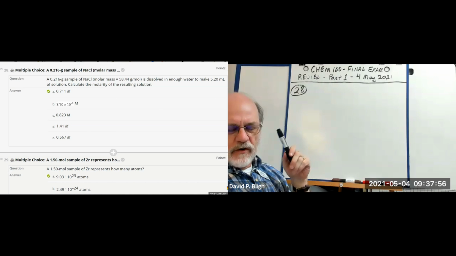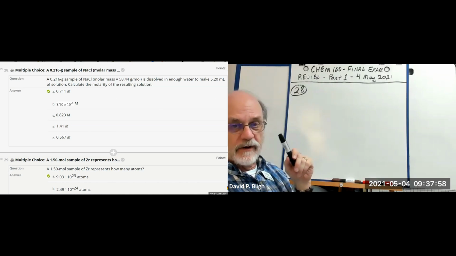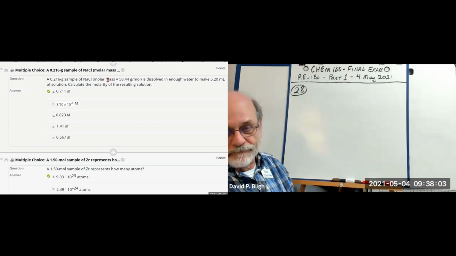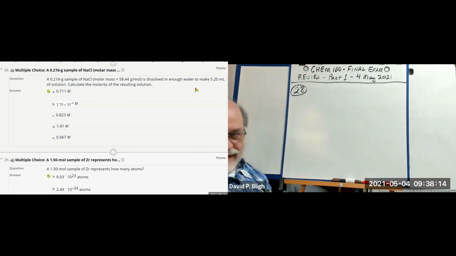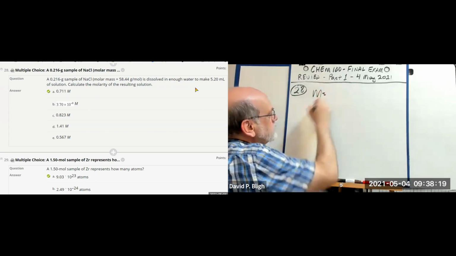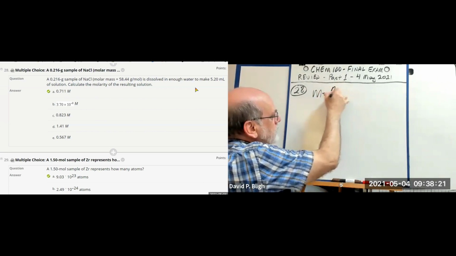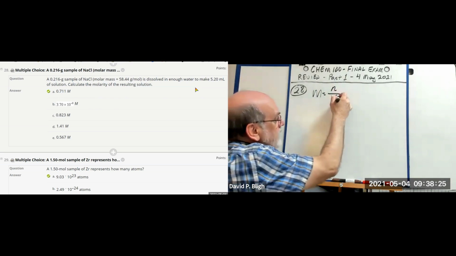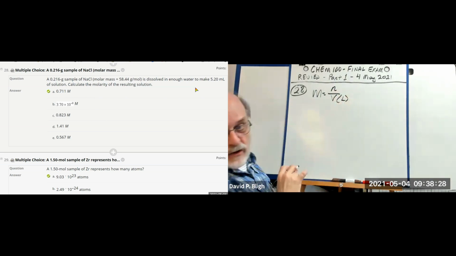We're given a 0.216 gram sample of sodium chloride. And the molar mass is given to you. You don't have to calculate it. And it's dissolved in enough water to make 5.2 milliliters of solution. Calculate the molarity. All right. So what do we need to know to calculate molarity? Molarity is equal to moles per unit volume. And this volume has to be in liters.